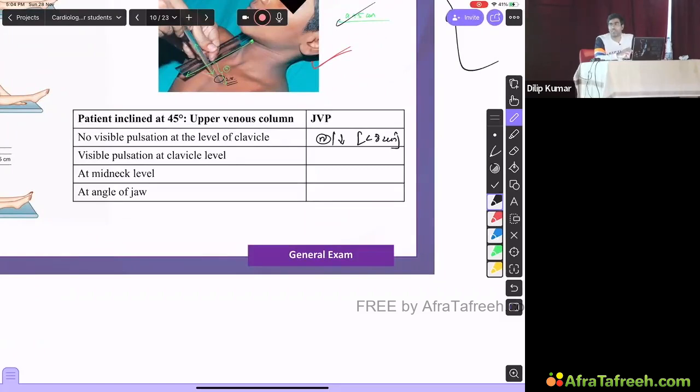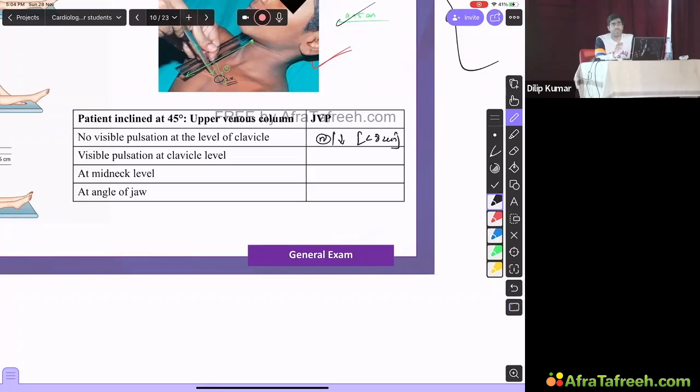She was telling normal JVP, normal JVP, normal JVP. When I asked, she said 8 centimeter. But what do you mean by 8 centimeter and what is normal? So you need to define it, isn't it? So whenever your pulsations are not visible at the level of the clavicle, it means the JVP is either normal or low, that means it is less than 8 centimeter. That's all.